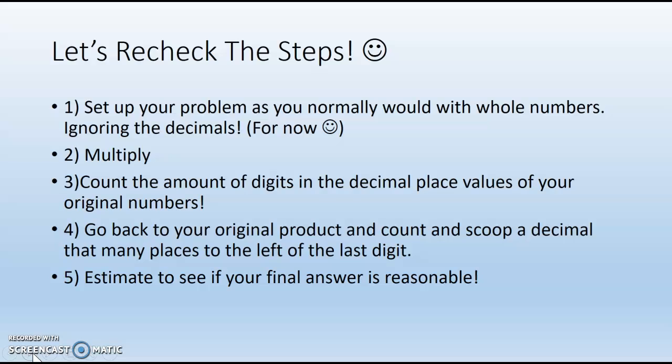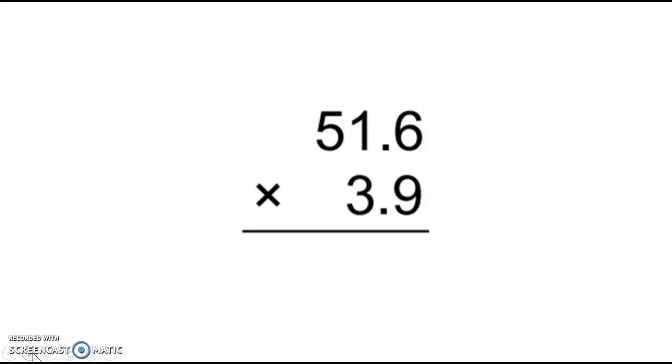I need to take that thought of 3 digits in the decimal place values and go back to my answer and scoop that many places. I start at the very end of my number and I scoop however many times I need to the left. And in our case it was 3. And then it's so very important that you estimate to see if your answer is reasonable. Okay? So important. Let's look at one more and then you will be free to practice.